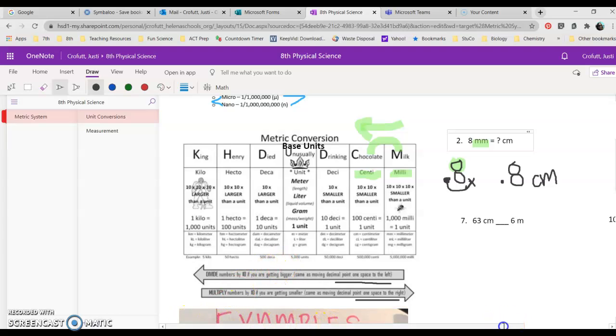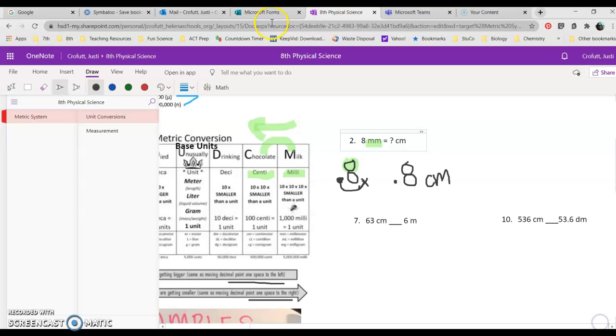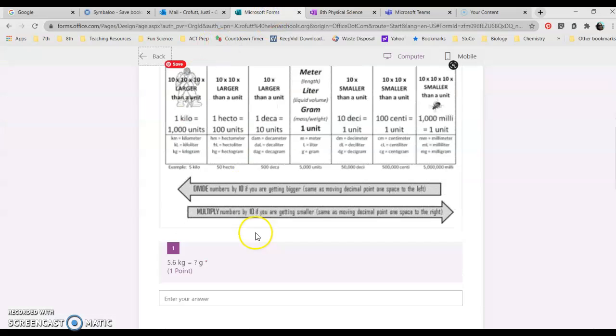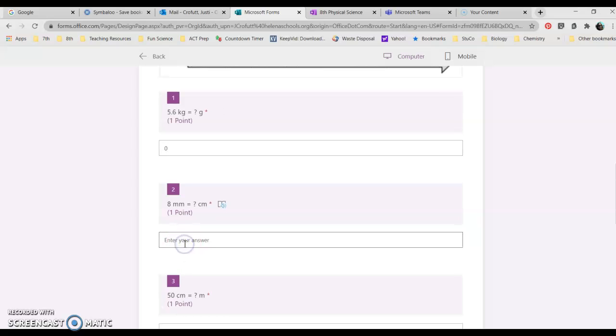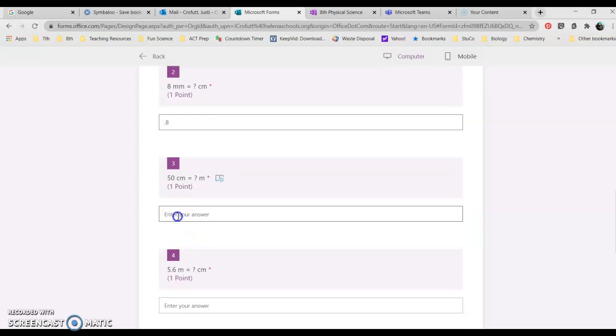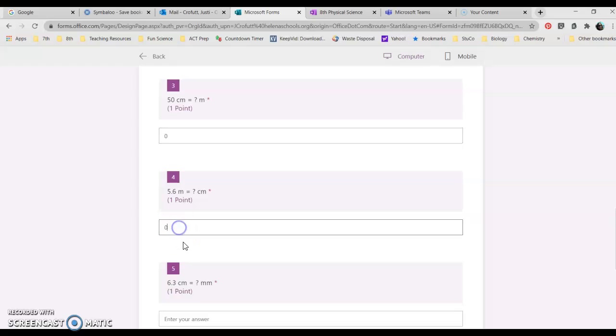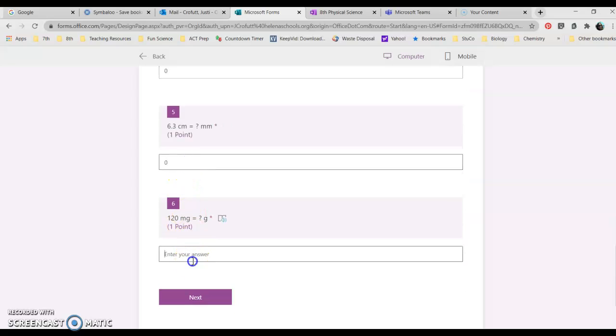Okay, let's look at the next section. I have to plug in some random answer, so I'm going to plug in 0 for all of this, except for this one, which is 0.8. Don't worry, obviously the answers to these aren't zero, but I have to get to the next section.